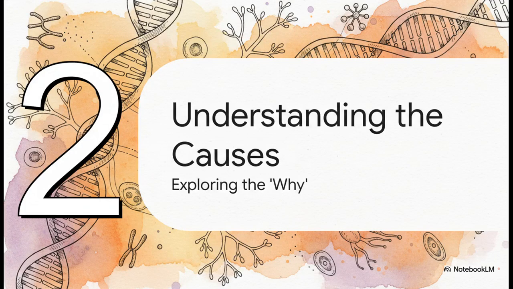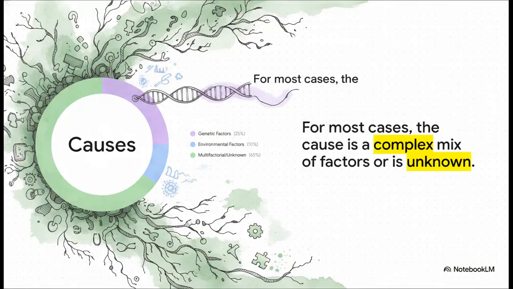And of course, this all leads to the big question, doesn't it? Why do these variations happen in the first place? So let's dive into the fascinating and often complex science behind the why. Now this chart tells a really surprising story. You might think we have clear, straightforward causes for most of these things, but just look at the data. Sure, genetics account for about a quarter of them, and environmental factors for about 10%. But look at that huge green slice, 65%. For nearly two-thirds of all cases, the cause is either a super complex mix of things or it's just unknown, and that is such a critical point to understand.